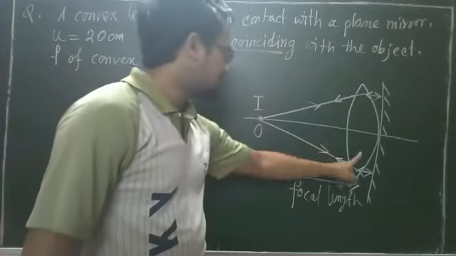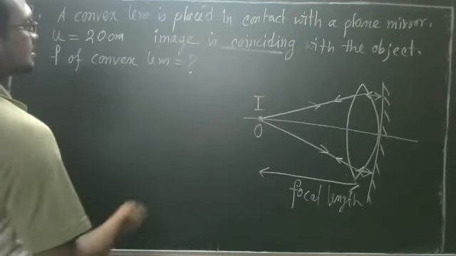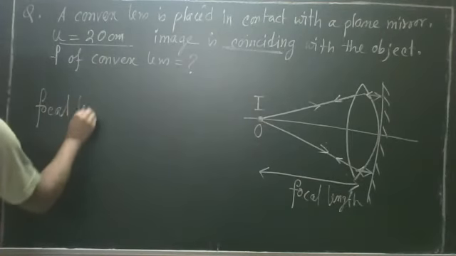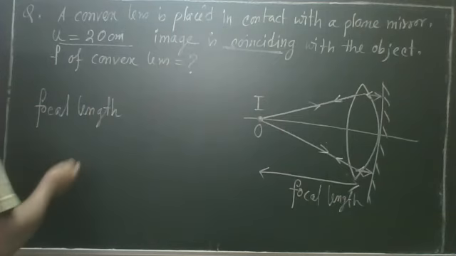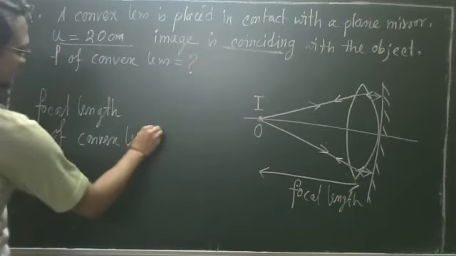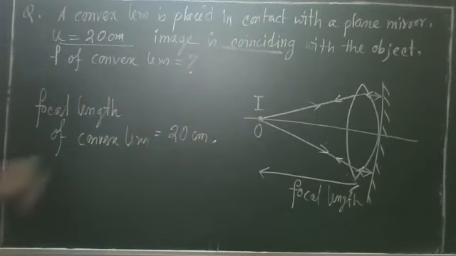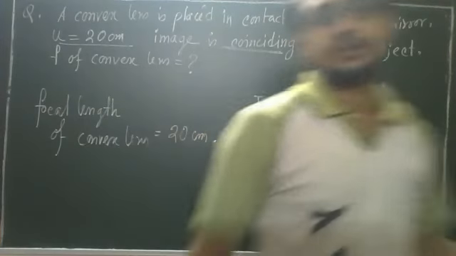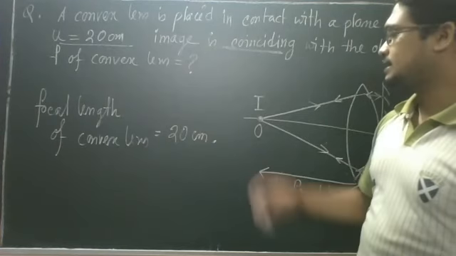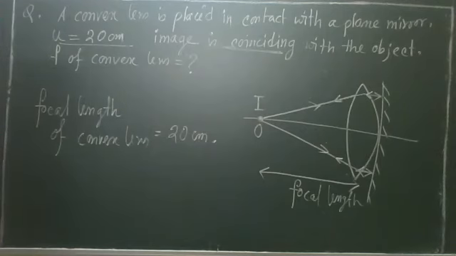That means this distance will be focal length, basically object distance. So what will be the focal length? 20. So here these things you have to understand. Focal length of convex lens equal to 20 centimeter. Suppose you are asked what will be the radius of curvature, then 20 into 2, 40 centimeter. So in this way, this is the second problem related to lens mirror combination. Understand?